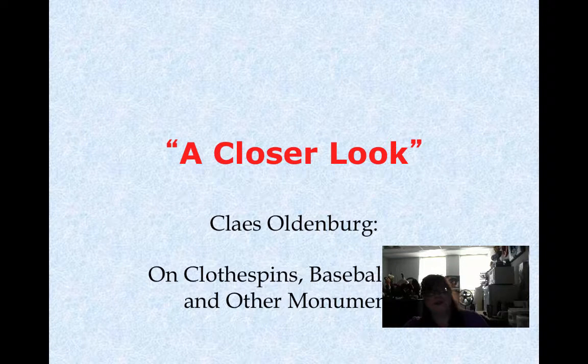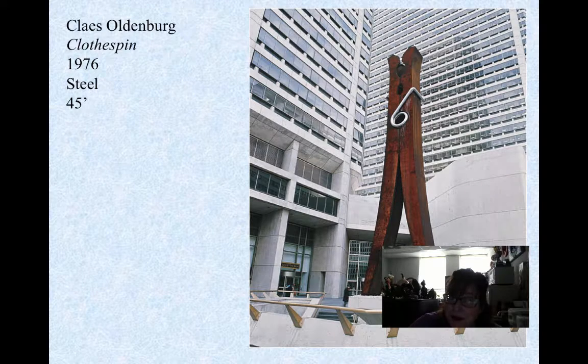And then we're going to do a closer look at Claes Oldenburg. Claes Oldenburg is a sculptor who likes to take everyday objects and make them really huge. So what you're going to be looking at here is something that might be familiar to a lot of you. If you take the subway or the L and you go through Suburban Station, you might see this clothespin. I think it's been cleaned up since this picture was taken. It was really rusty at the time that this picture was taken.